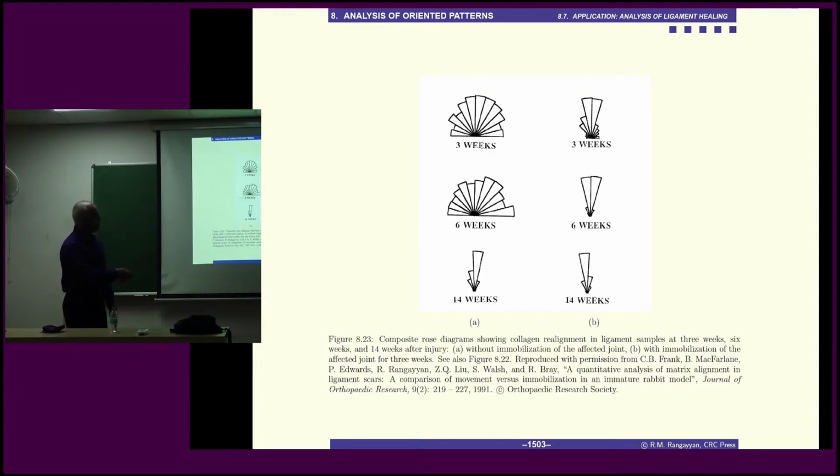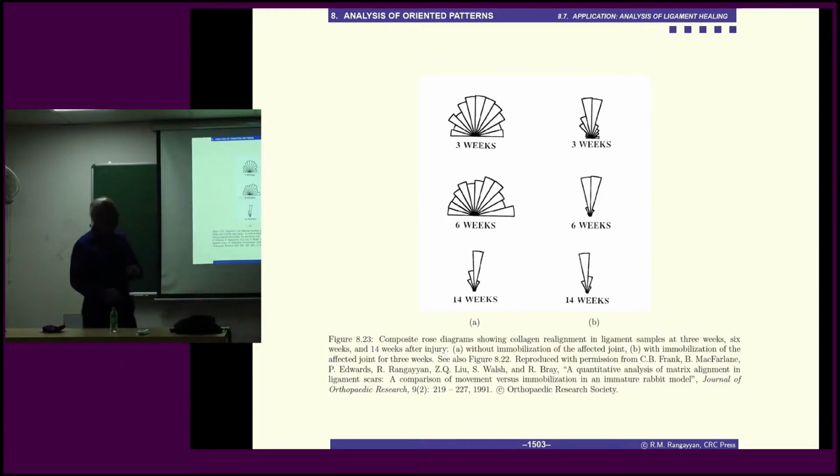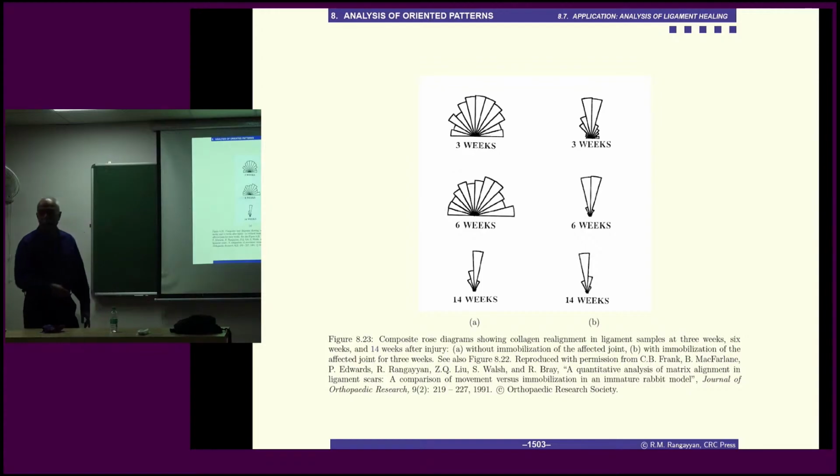At 14 weeks, both of these are same, which means after 14 weeks, the ligament is healed regardless of your treatment process. In terms of this, whether the rabbits were happy or not, that's a different question. But the alignment looks good. But you reach this faster if you immobilize for 3 weeks. So that's the conclusion. This is objective analysis of the recovery process and comparing two different methods of treatment.